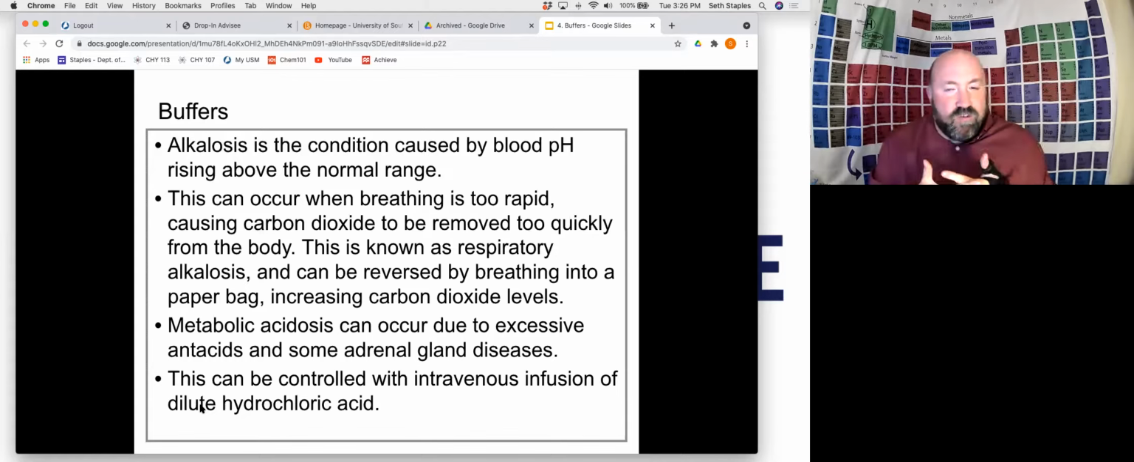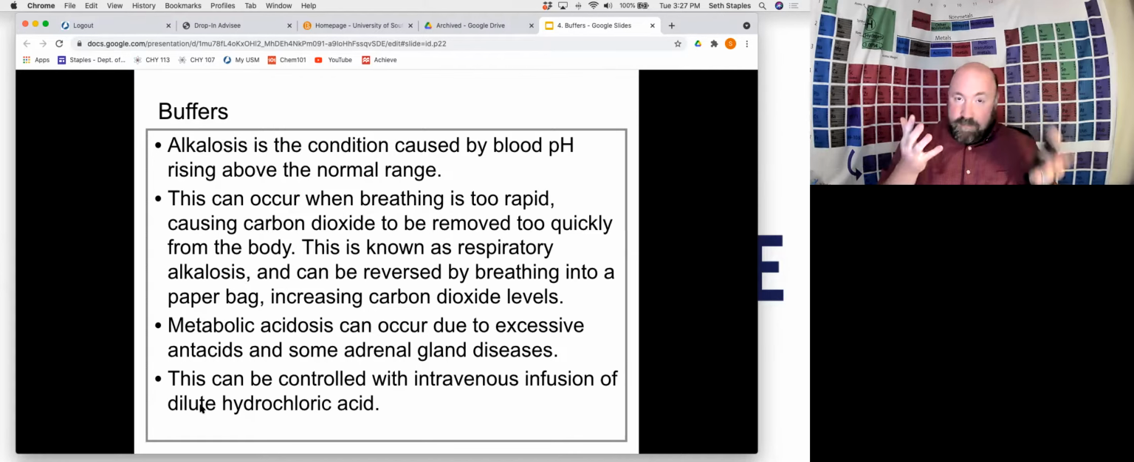Alkalosis is the condition caused by blood pH going above our normal range. If breathing is too rapid, causing carbon dioxide to be removed too quickly, that would be respiratory alkalosis. We can reverse that by literally breathing into a paper bag, which would increase our carbon dioxide levels. Metabolic alkalosis could occur due to excessive antacid use, and some adrenal gland diseases could cause that too. If that happens, we can give an IV solution of very dilute hydrochloric acid, again helping to restore our buffer system.